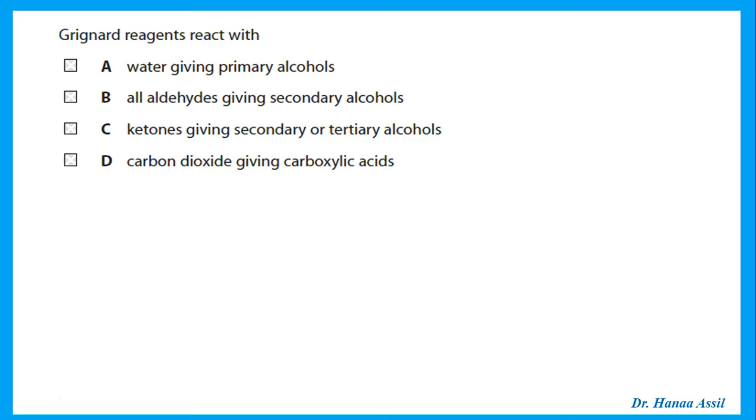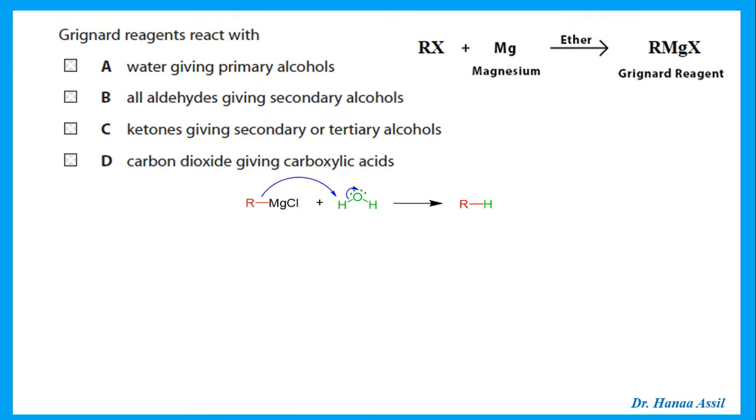So this question says Grignard reagents react with which of these? So remember that the Grignard reagent in the first place is made by reacting magnesium with an alkyl halide, so that gives the Grignard reagent. Now we want to react it with water. If it reacts with water, it forms the alkane, not the primary alcohol.